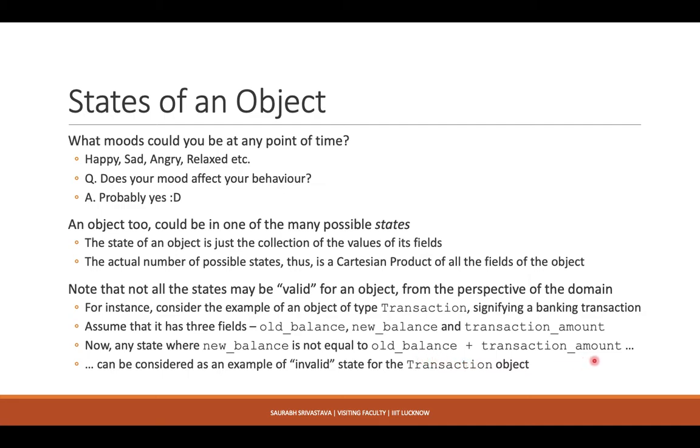And all the other possibilities of the fields having different types of values are actually invalid, because this is the constraint that the domain applies on this whole system, right? So this is the idea that even though the actual number of possible states could be a mind-boggling number, usually you have a much better handle on what states are actually valid and what states are not valid based on your understanding of the domain.